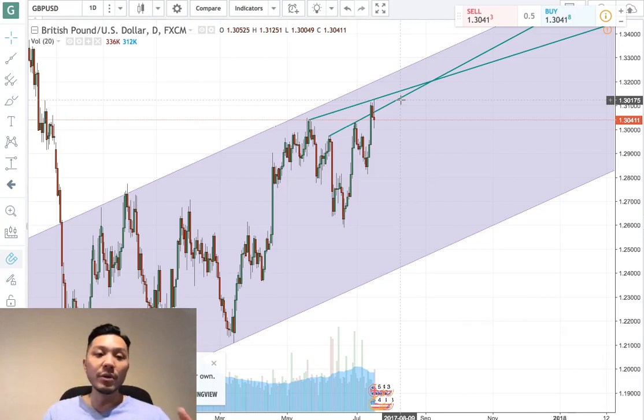Shorting pounds means that if you're holding pounds, you can just literally exchange them to US dollars. Just as simple as that, just like traveling. So if it breaks above, meaning if you are holding US dollars, it's time for you to exchange to pounds. So that's pretty much it.